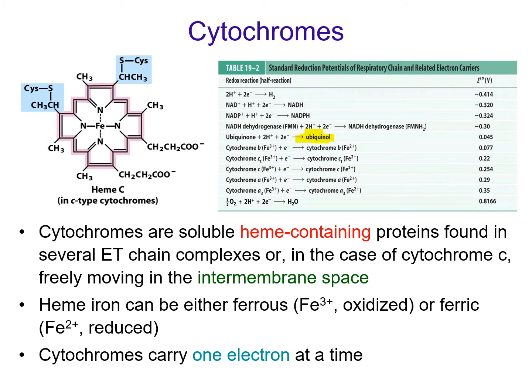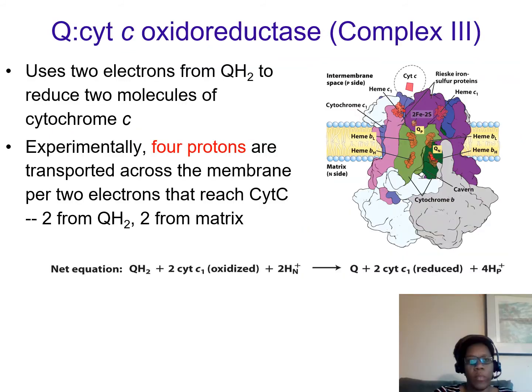So the heme iron can either be iron 3+ or iron 2+, and they can accept 1 electron at a time. So this is just to bring your attention to the fact that now we're moving to electron acceptors with higher reduction potential in our complex 3, in our complex 4, until we finally get to oxygen, which is the ultimate electron acceptor in our complexes. So now we're carrying our electrons that, again, we got from FADH2 and NADH to complex 3, which has cytochrome as electron acceptors.